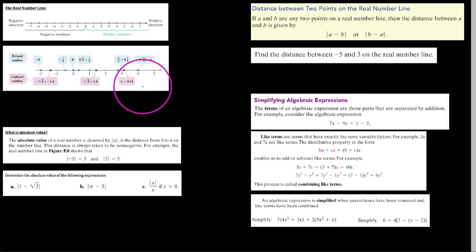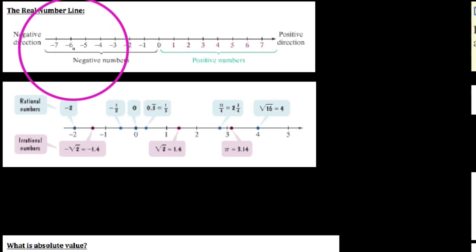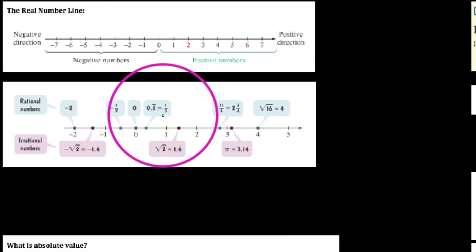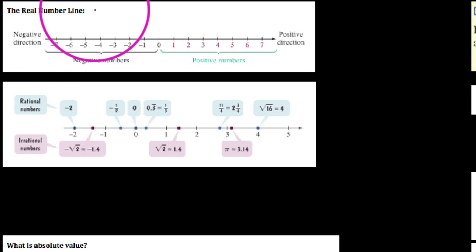Third and final video for my Algebra 3 Prerequisite section number 1, in which we're going to be basically discussing the real number line and what we mean by absolute value, as well as simplifying expressions. So really quickly, let's recap the number line.